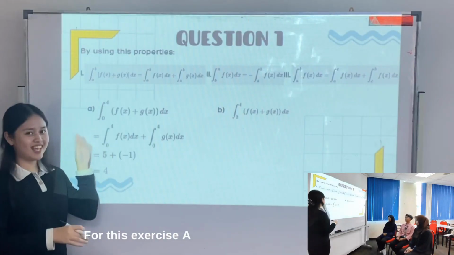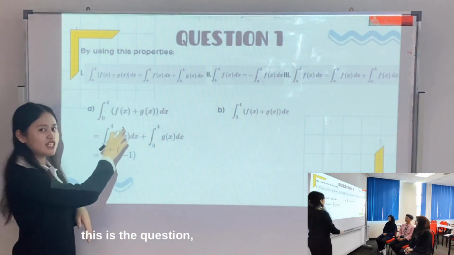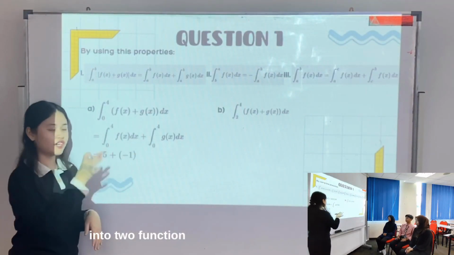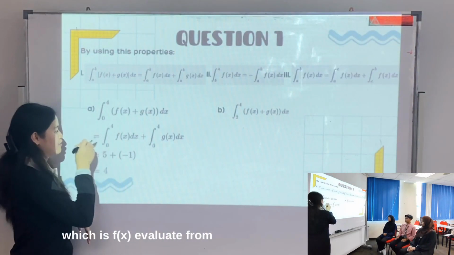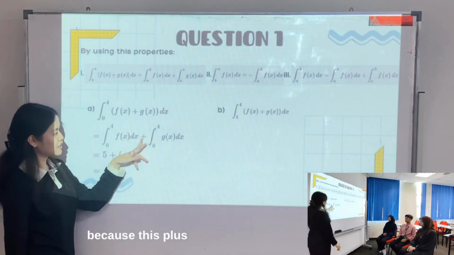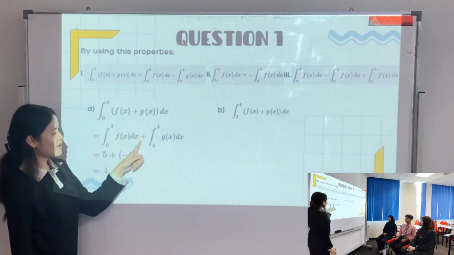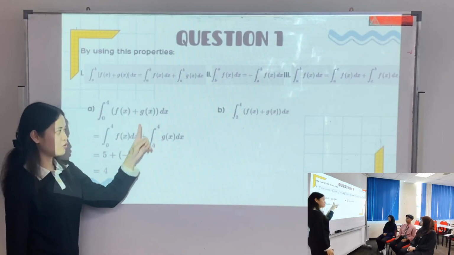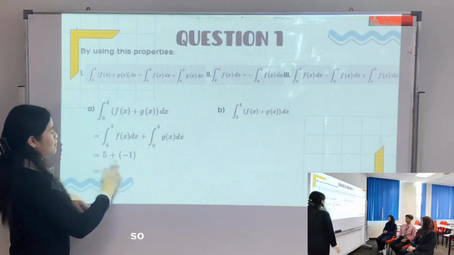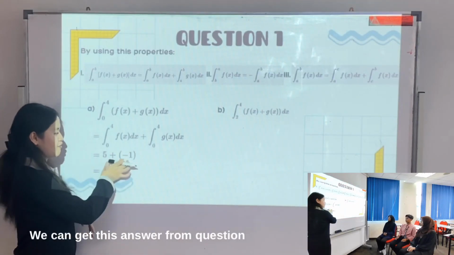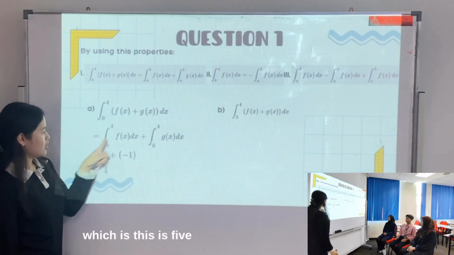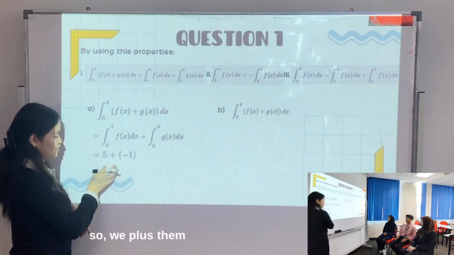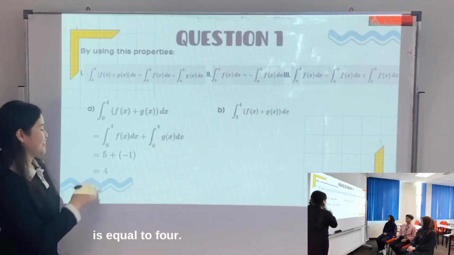For exercise A, this is the question. From this question, we can split it into two functions, which is the integral of f(x) from 0 to 4 plus the integral of g(x) from 0 to 4. So we get the answer from the question, which is 5 and negative 1. We add them and it is equal to 4.